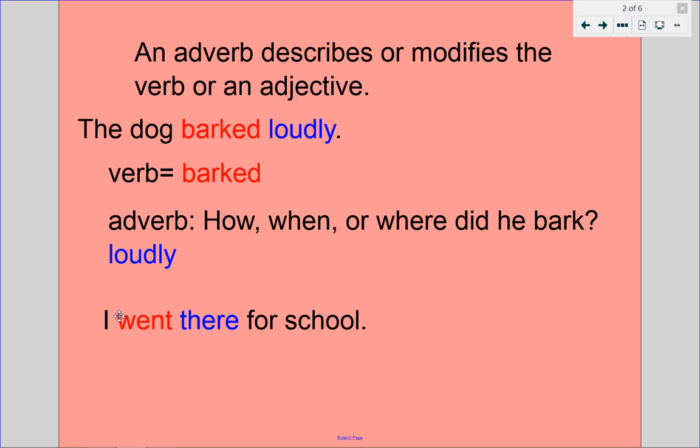How about this one? I went there for school. My action is went. Well, how did I go? When did I go? Or where did I go? I went there for school. I went where? I went there. There is where I went. So there is my adverb and went is my verb. Okay? So always ask yourself, how, when, or where did I or he or she or whatever, and then the verb. And that'll help you to find your adverb.